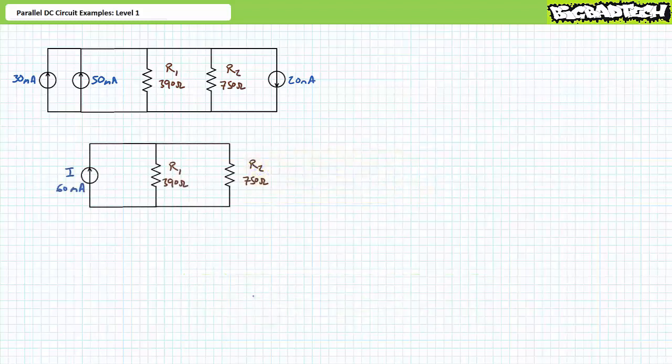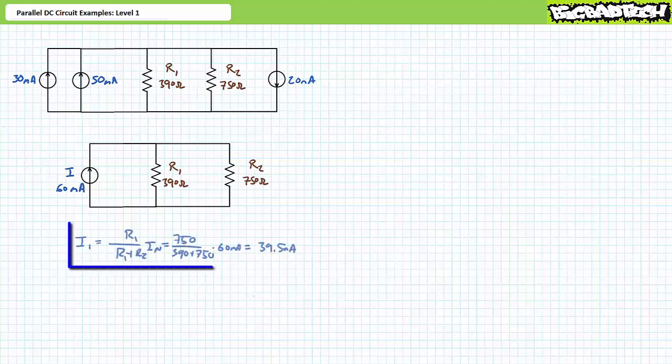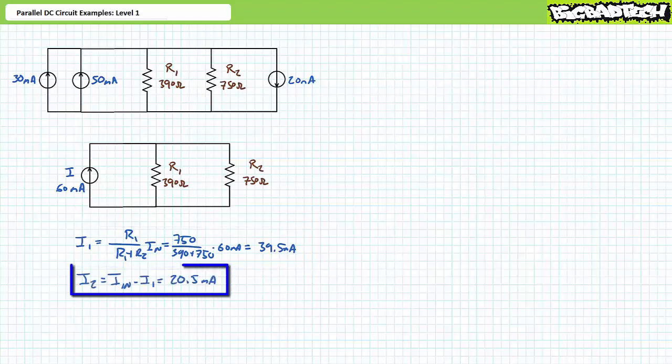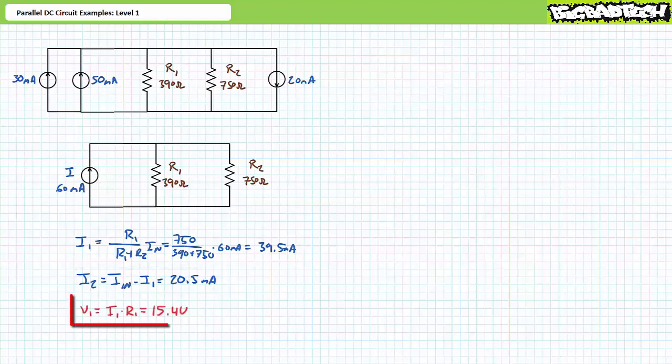Current sources in parallel add up. 30 plus 50 minus 20 yields a current source of 60 milliamperes. This 60 milliampere current source is in parallel with R1 and R2. This is again a perfect setup for the current divider rule. Incoming current is known for a parallel combination of two known resistors. The current divider rule set up to solve for I1 yields 39.5 milliamperes. An application of Kirchhoff's current law demonstrates that I2 is the remaining 20.5 milliamperes. Finally, an application of Ohm's law demonstrates that voltage across resistor 1 is 15.4 volts. By extension, all elements in this parallel circuit must also experience a 15.4 volt differential.